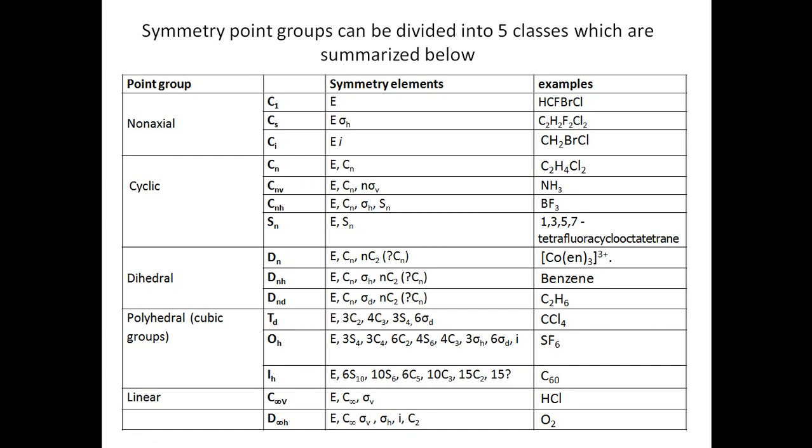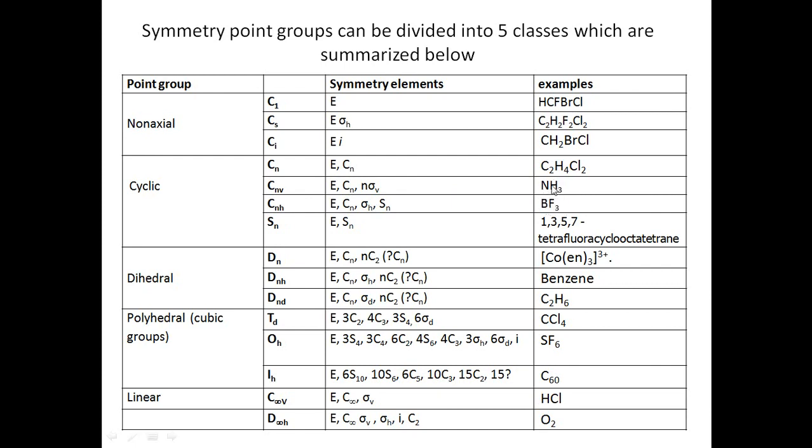The cyclic groups, although they are not very highly symmetrical, possess a few symmetry elements other than the identity. The first cyclic group is CN, second one CNV, third is CNH, and the fourth one is SN. The first one, CN, possesses rotation axis CN as well as the identity. For example, dichloroethane possesses the C2 rotation axis in addition to the identity, and CNV groups possess a rotation axis as well as a vertical mirror plane. Example of it is ammonia, and the CNH possesses a horizontal mirror plane and improper axis of rotation as well as rotation axis and identity. Example is BF3.